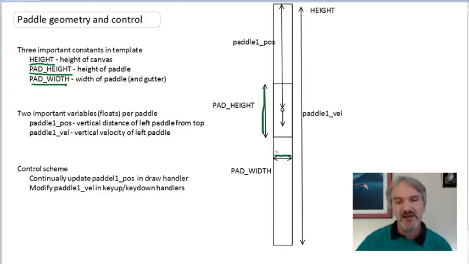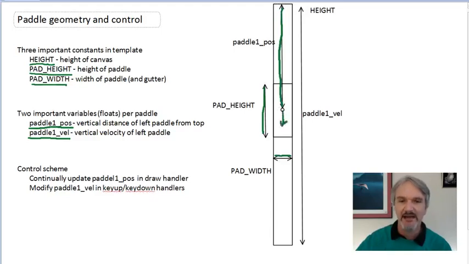In my template code, I have to model the position and the velocity of the paddle. So to do that, for each paddle, I have a variable of the form paddle position. That's the vertical height of the paddle, and paddle velocity. That's the vertical velocity of the paddle. So over here, for example, this distance right here allows me to keep track of where the center of the paddle is. And then I also have a variable that keeps track of the velocity.